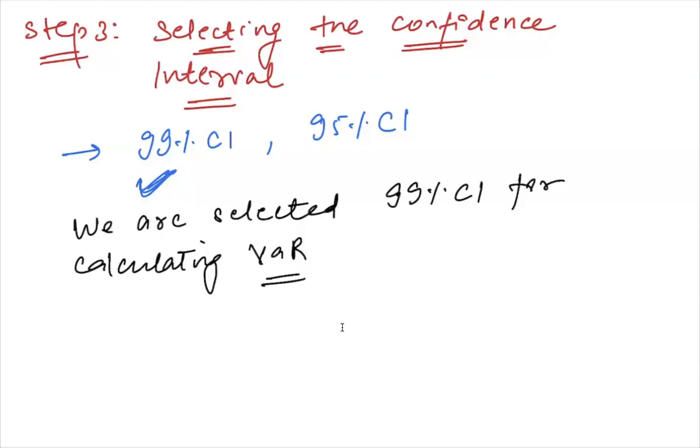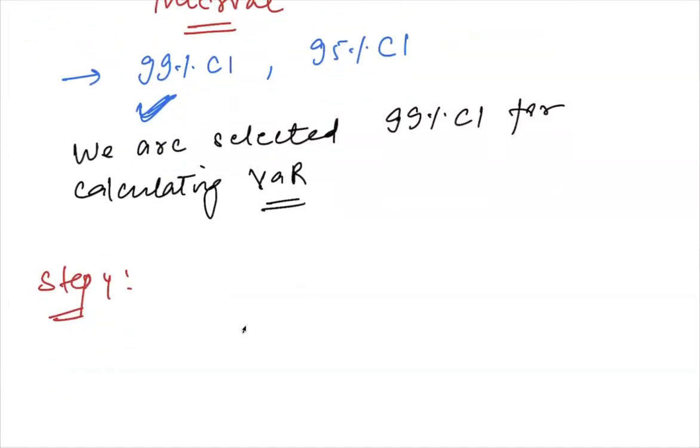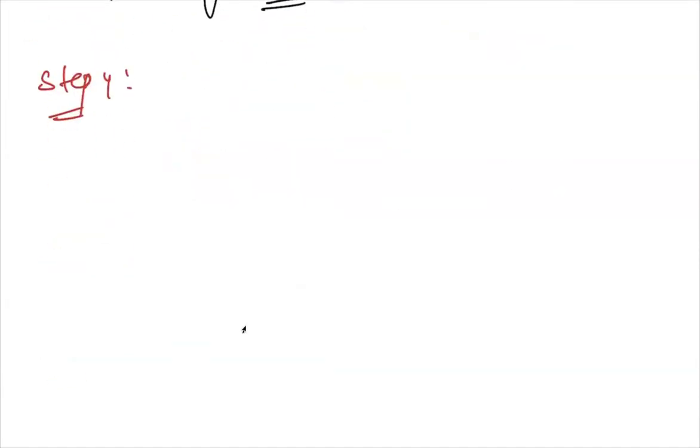Okay. So now what is step 4? Step 4 is nothing but calculate your value at risk. How will you calculate your value at risk?